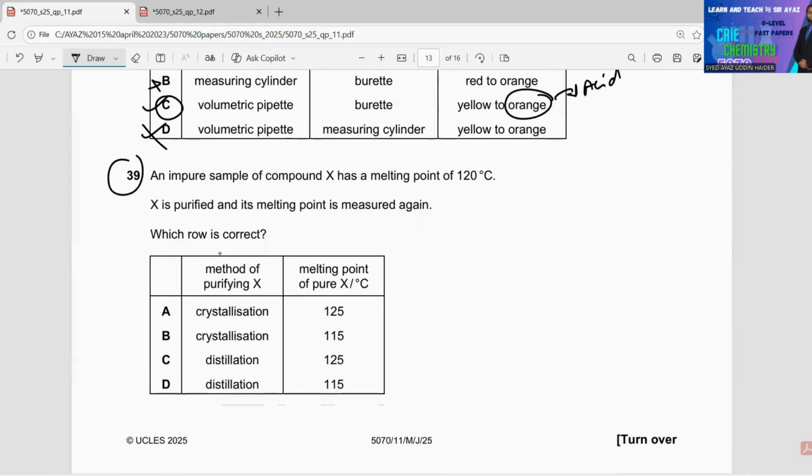39. An impure sample of compound X has a melting point of 120 degrees centigrade. X is purified and its melting point is measured again. Which row is correct? Now they have mentioned melting point. Melting point means that the impure sample must be in the solid state. Must be solid.